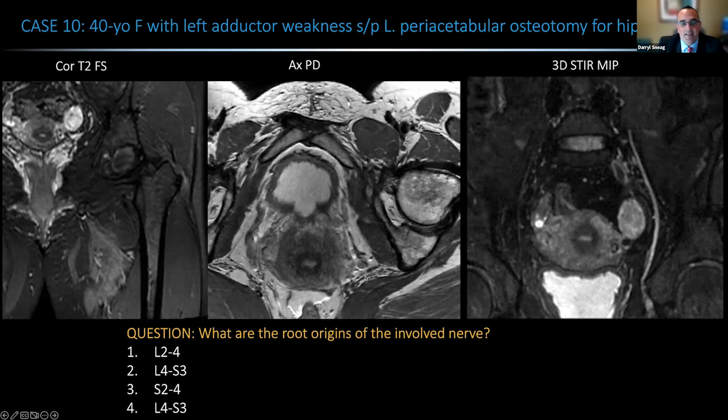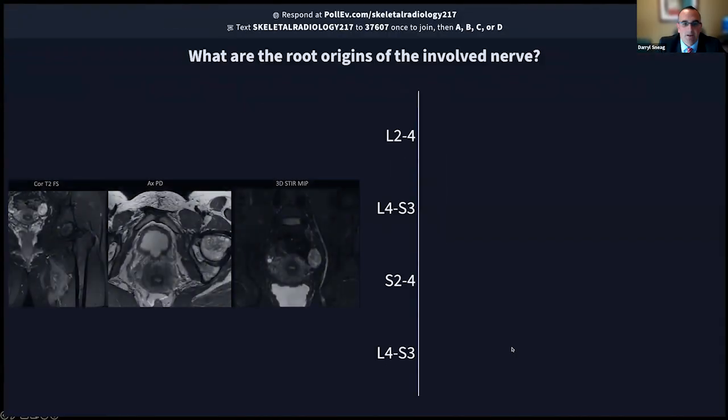On the axial proton density image, I want to focus your attention to this region right here. And on the 3D maximal intensity projection, I want to focus your attention to the bright structure here as compared to the normal one on the right. So let's go to the poll.